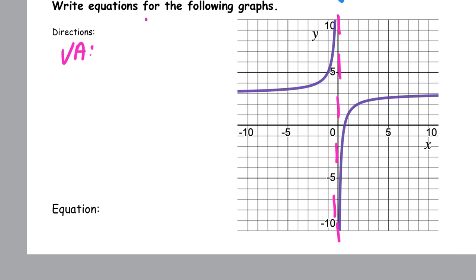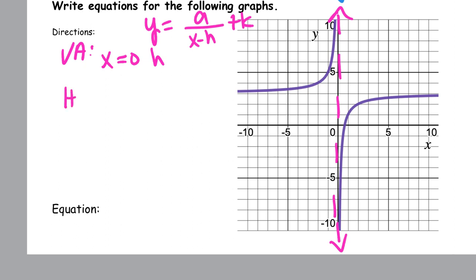X. So this is going to be y equals a over x minus h plus k. So our vertical asymptote is where? So we got x equals 0. And remember, that's an h value. Do we have a horizontal asymptote? Something they approach, but they're never going to touch. Okay, so it goes right along here. And that means there's that hk, right? So y equals 3. This is our k.